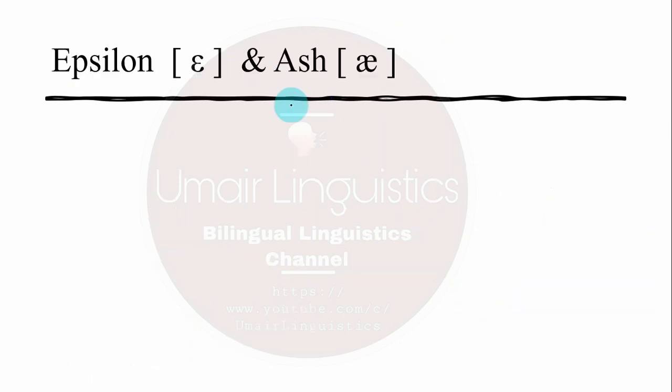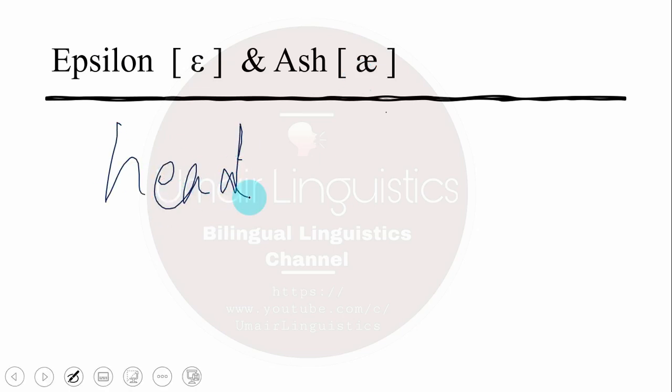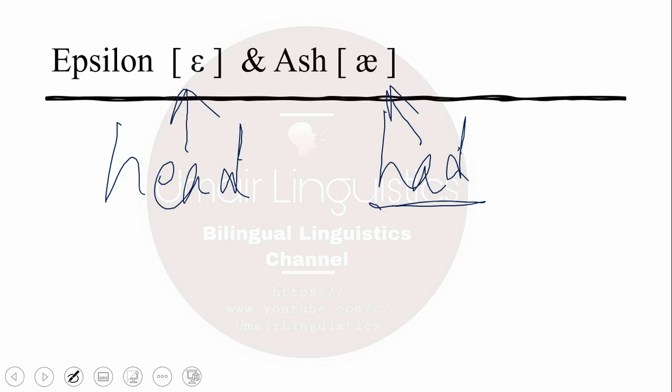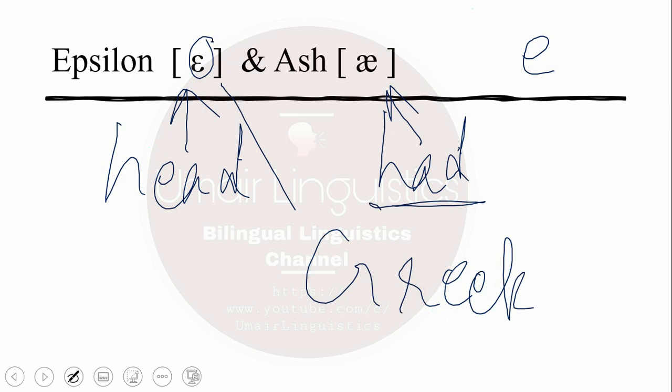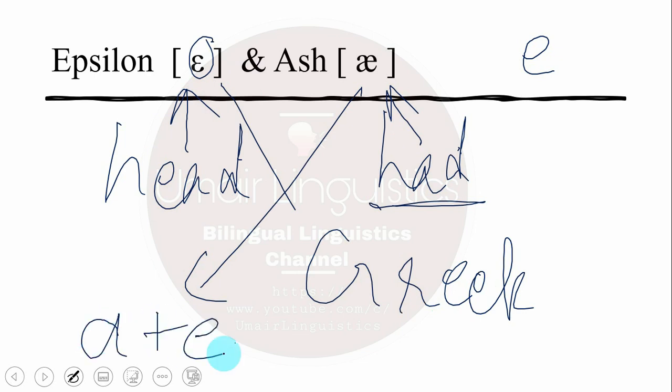Then we have these two symbols. This is called epsilon and this is known as ash. So we have two words like head and had. Head has this symbol, and had has this symbol. Sometimes in phonemic transcription, instead of this, there is only this symbol, but usually in phonetics we use this symbol. So head and had. This is based on the Greek version. It is actually a Greek letter whose name is epsilon. As far as this symbol is concerned, it could be said that it is the combination of these two symbols, and we transcribe it like that.